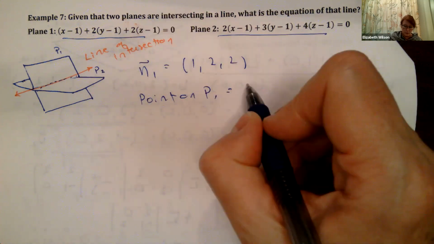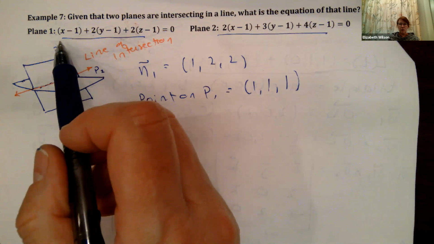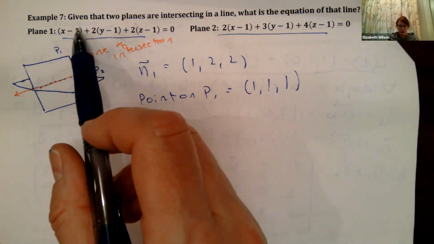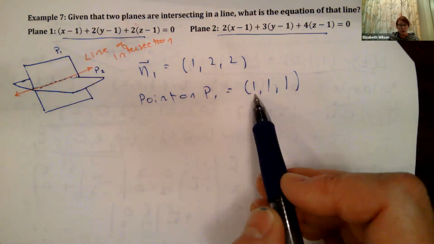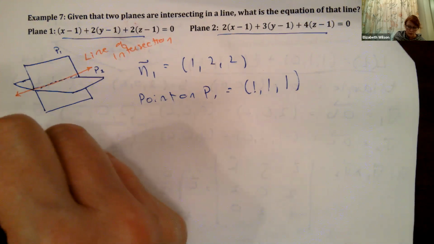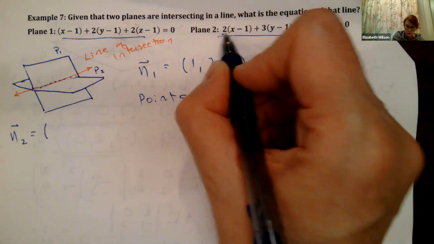This is point 1, 1. Remember, because it's x minus x naught, y minus y naught, z minus z naught, the point itself is the opposite. So if this is a negative, then the point is positive. Okay, so that's for our plane 1. Do the same thing for plane 2. So my normal for plane 2, coefficients 2, 3, and 4.